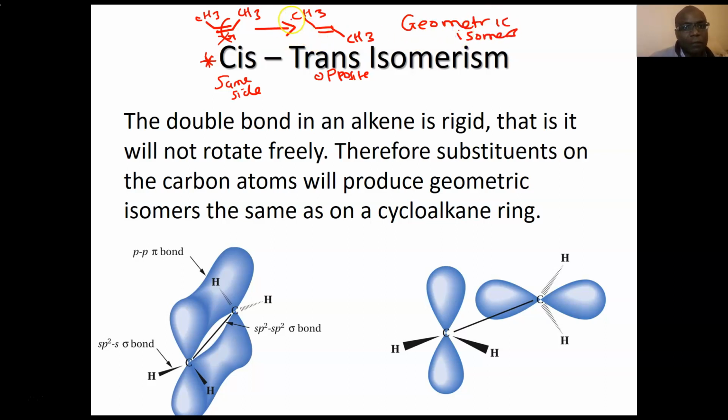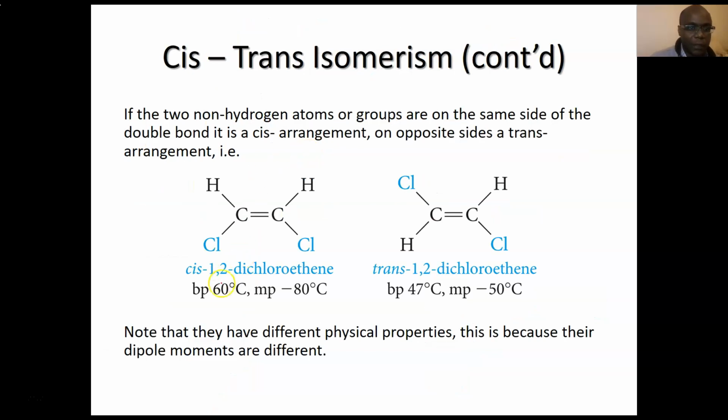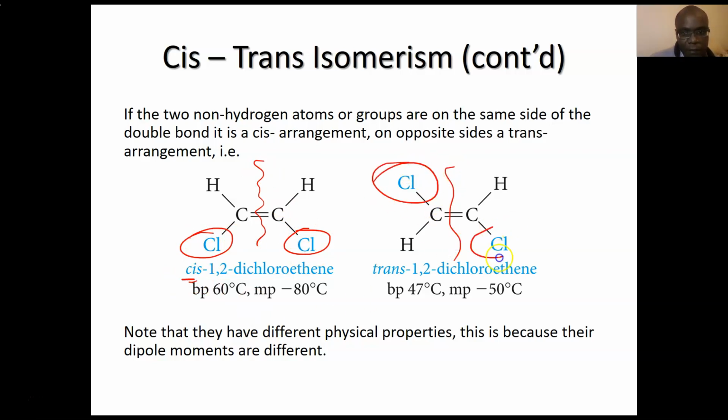You cannot interconvert them unless you break a bond. They are geometric isomers because a bond has to be broken for them to rotate. Double bonds don't really rotate along their axis. So again, this one is cis because the chlorines are on the same side across the double bond. This is trans because the chlorines are opposite. They are geometric isomers, cis-trans isomers. If you compare them, this versus that, they are different.